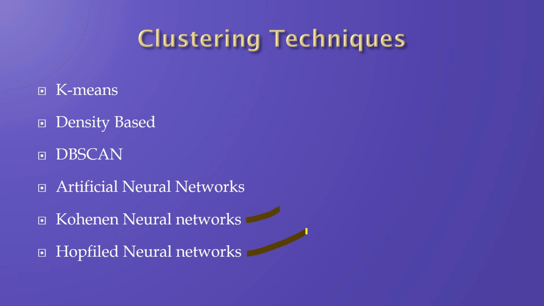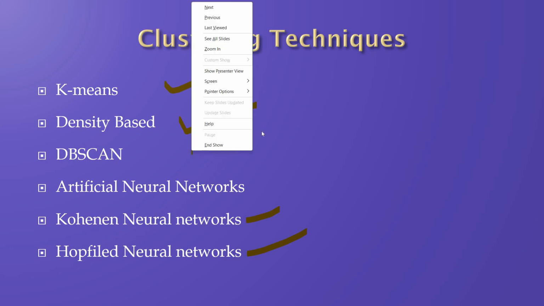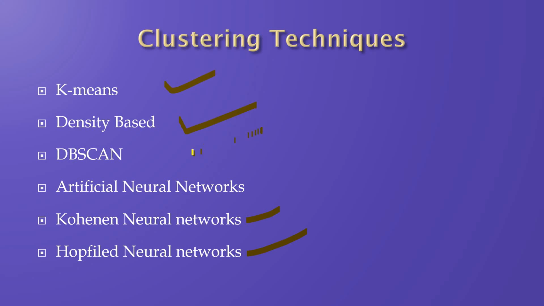Okay, the important clustering algorithms: the very first one is k-means, the most widely used, and the next one is density-based. It is also called a density-based algorithm. One of the best algorithms is DBSCAN. Okay, so this is DBSCAN.